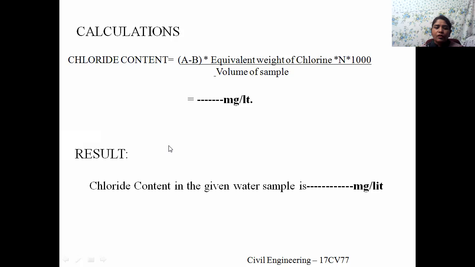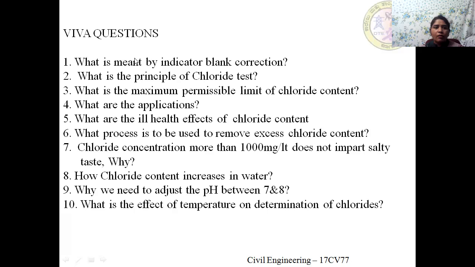So you note down your result: the chloride content in the given water sample is dash mg per liter. And you need to conclude by comparing it to the maximum permissible limit, which is 250 mg per liter. If it lies within the permissible limit, we say it is suitable for domestic water supply. If it is more than 250 mg per liter, depending on the value, we need to suggest the removal of chloride. Next, moving on to the viva questions.